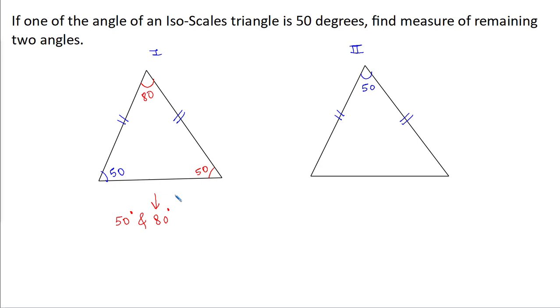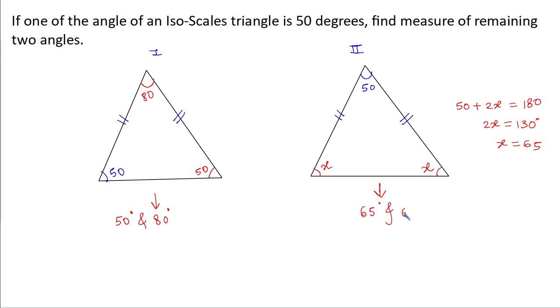Now let's have a look at the second case. In the second case, 50 degree is a non-equal angle. Okay, means the remaining two angles are going to be equal. So let's take this as x and this as x. Okay everyone, so 50 plus x plus x, that is 50 plus 2x, is going to be how much? Is going to be 180. So the value of 2x is going to be how much? 130 degree. So x is going to be how much? 65 degree. So over here in the second case, the remaining two angles are of measurement 65 degree and 65 degree.